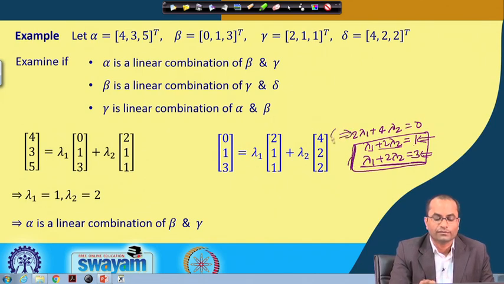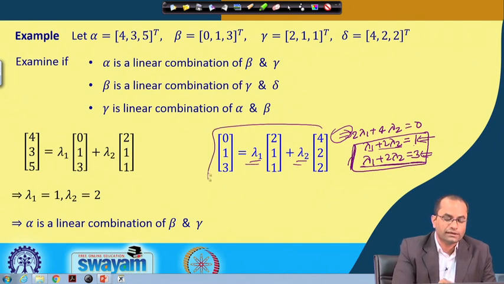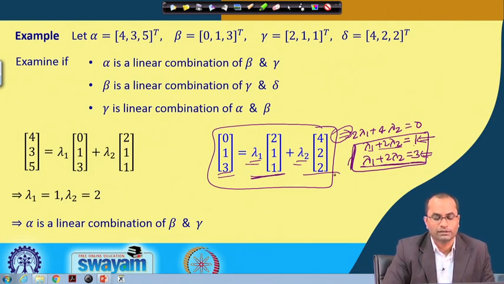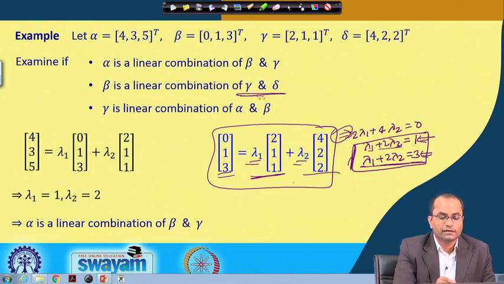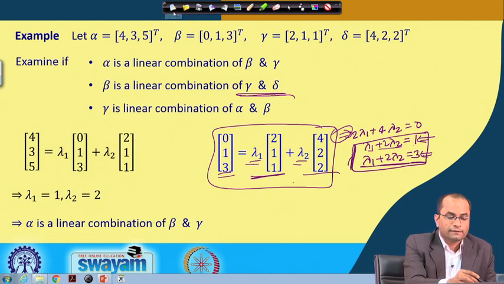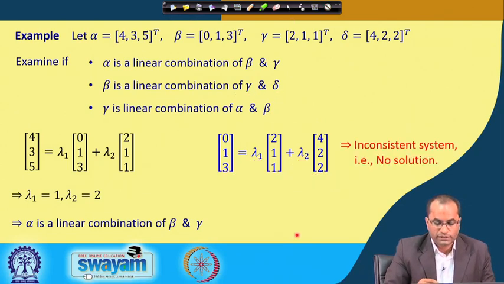Forget about the first one. Here definitely we cannot find such lambdas which satisfy the relation that beta is equal to lambda 1 gamma plus lambda 2 delta. So, what do we get now? That means beta is not a linear combination of these two elements, gamma and delta. So, this is an inconsistent system and it has no solution, and therefore, beta is not a linear combination of gamma and delta.